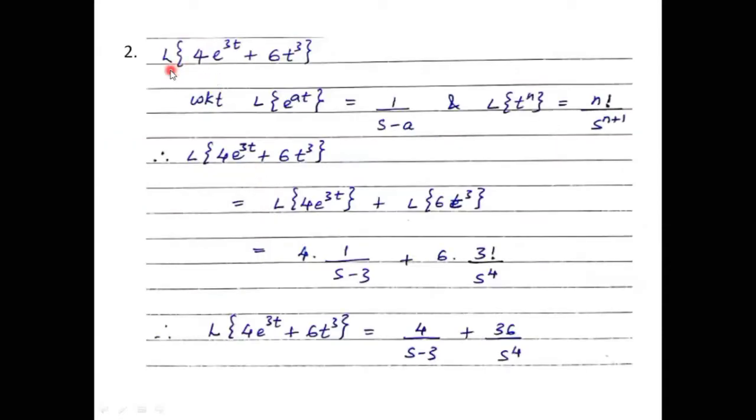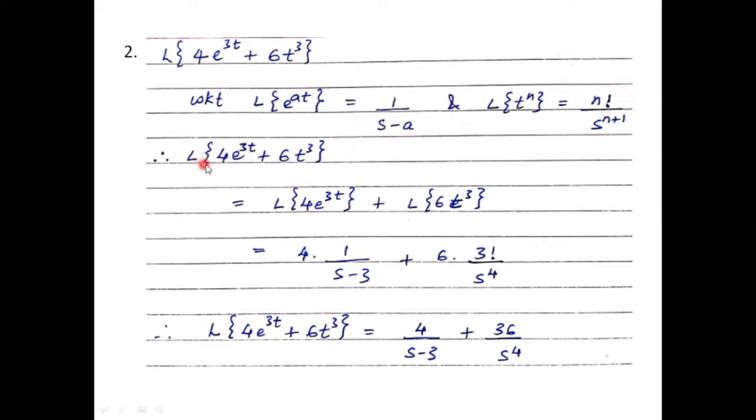Okay. Second problem. Laplace transform of 4 into e power 3t plus 6 into t cube. To solve this problem, I need Laplace transform of e power at and Laplace transform of a polynomial. So I know that Laplace transform of e power at is equal to 1 by s minus a. We have done this in the previous class. Laplace transform of t power n is equal to n factorial by s power n plus 1. So you should be knowing all these formulas when you go to the problems.